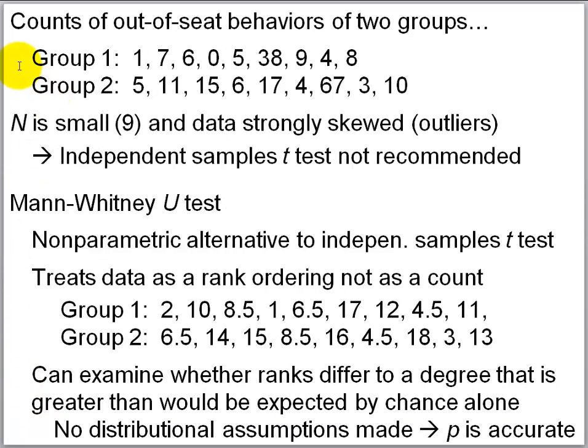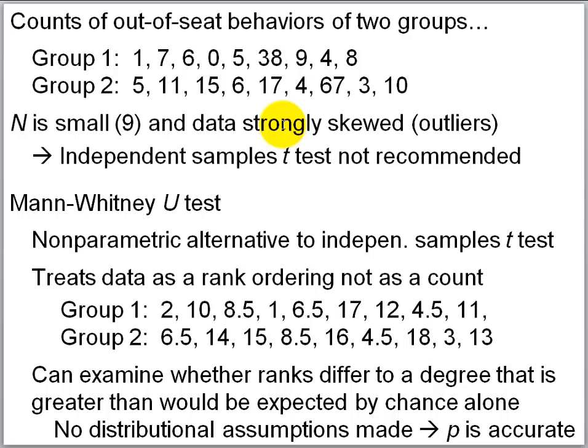So here we have two groups of kids, and perhaps they've received some different kinds of interventions, and the goal of those different interventions is to help them stay in their seats at school. So here are the counts of the number of times the kids in each group get up out of their seats. Observe that n is small in both groups, and observe that in both groups the data is very strongly skewed in a positive direction.